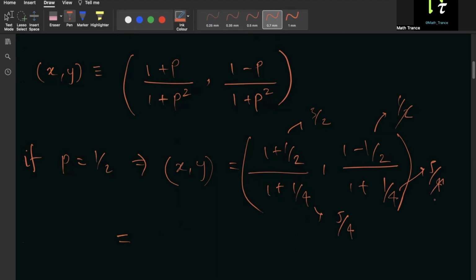This 2 and this 4 cancels, 2 comes here. Same thing for this. And these 2 will multiply with that 3. It will become 6 by 5, comma 2 by 5.